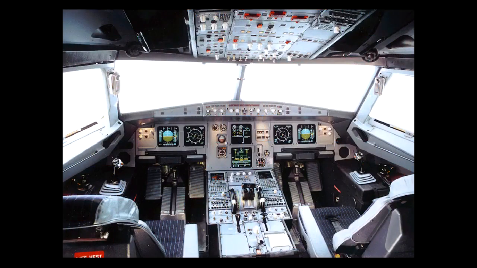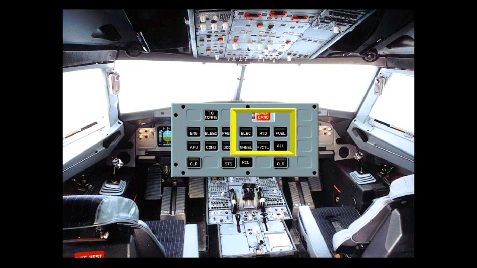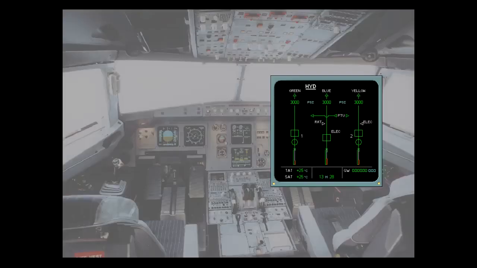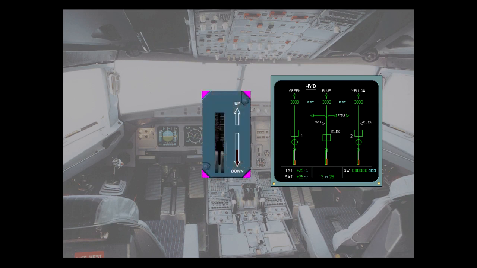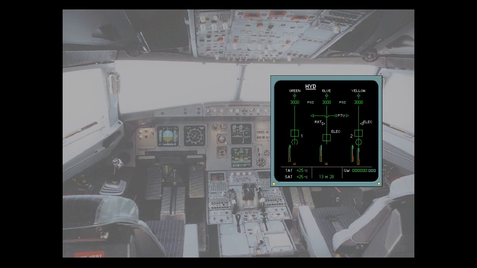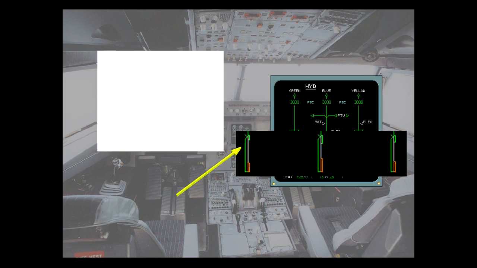We are about to take off. Select the ECAM hydraulic page on the ECP. Notice that the indications on the hydraulic page are normal. The plane has now taken off. Let's retract the landing gear. Note a slight decrease of the green hydraulic fluid level due to the retraction of the landing gear.